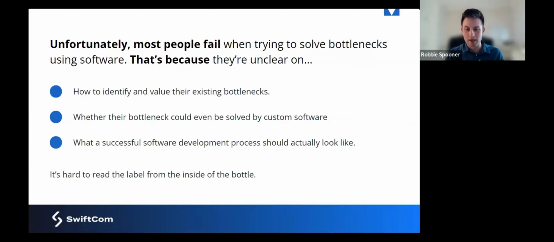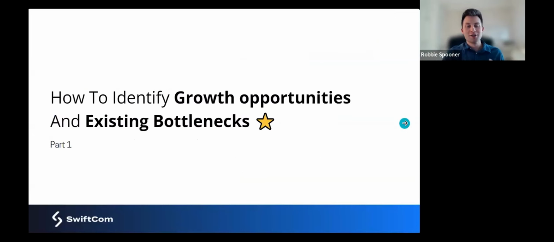Being inside the company, there can be a simple value just from having an objective third party coming in from the outside and seeing things afresh. That's also obviously what we try to do with our clients, and one of the larger values we often bring to the table. But now to get to the actual core content: how to identify these growth opportunities and existing bottlenecks.